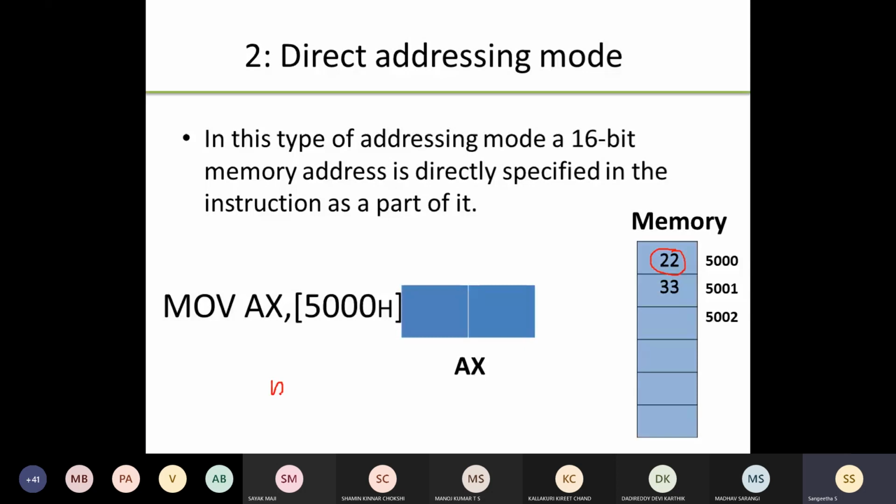The effective address will be calculated like this: data segment multiplied by 10, because in order to make it a 20-bit address, the data segment is 16 bits, and when you multiply by 10 you get 20 bits in total. Plus this offset address, that is 5000. This will be the effective address for this instruction. So this is 22, and the next address holds 33.